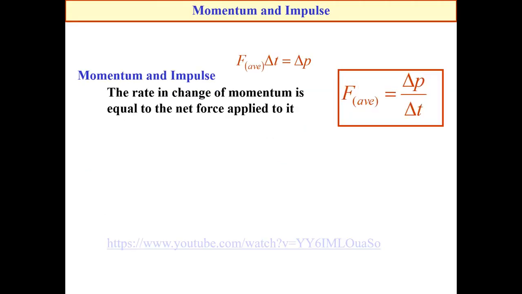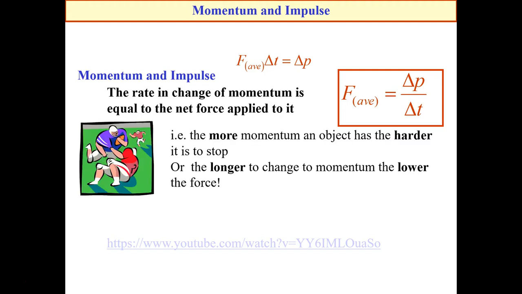So, momentum and impulse. The rate of change in momentum is equal to the net force applied to it. A way to say that is just delta P over delta T is equal to our average force. The more momentum an object has, the harder it is to stop. The more force you would need to stop that object, or you would need to extend the change in momentum. So if you increase the time that you applied that force to change the momentum, you would use a lower force.